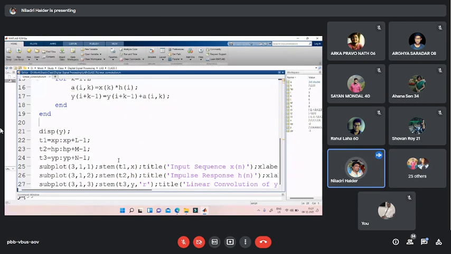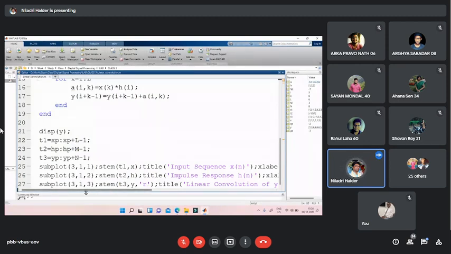In the first position, what we are displaying? Stem T1 x. In the x-axis T1, on the y-axis we are considering the value of x. So that defines your input x, and we are just labeling it: title, x label, y label. For the second position, T2 h. For the third position, T3 y. R defines the red color, all of you know. So that is your code.